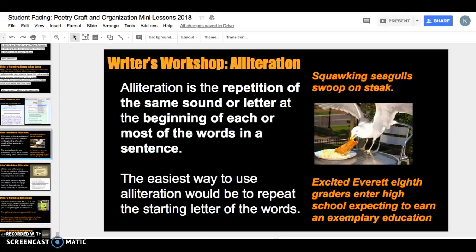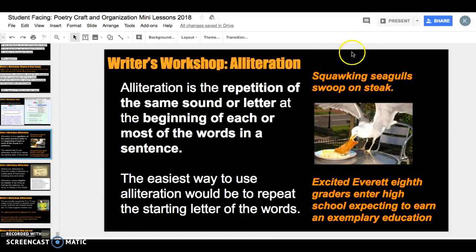All right, so today we're going to learn about alliteration. Alliteration is the repetition of the same sound or letter at the beginning of each or most of the words in a sentence or a line. So the easiest way to think about using alliteration would be repeating the starting letter of the words.